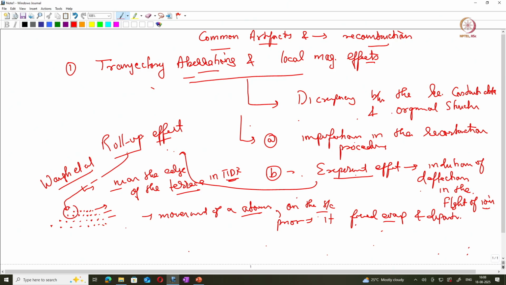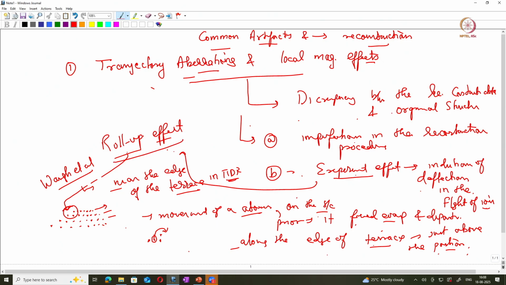Okay, so if you zoom out, it might be possible that the atom which is present in this location can roll out. So this is called roll out. Okay, and the atom will roll along the edge of the terrace, and it is just above the position of that particular atom. Okay, so this is called the roll-up effect, and it is usually seen at the edge of the terraces.